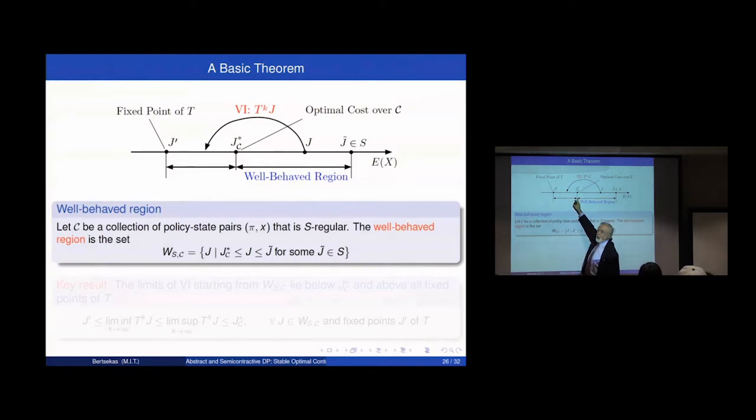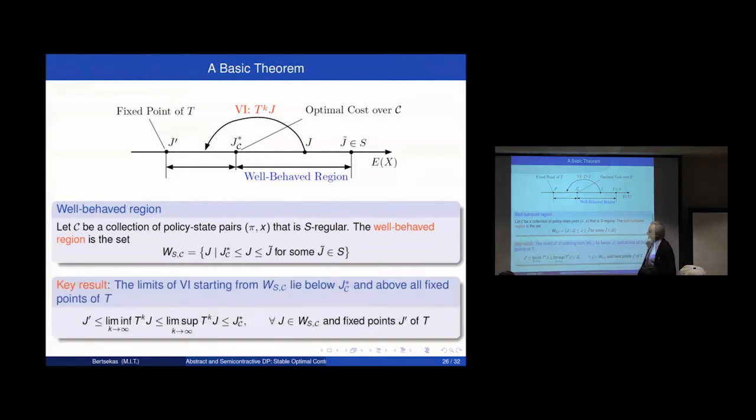In other words, this J star of C, if C is S regular, puts a bound on, separates out the set of fixed points and solutions of Bellman's equation. They all lie below J star of C. Moreover, if you start value iteration from every point in this well-behaved region, you end up below here. So what happens if this J star C is a fixed point of T, is a solution of Bellman's equation? Then you get convergence to J star. So that's a key result. The limits of value iteration starting from this well-behaved region lie below J star of C and above all fixed points of T.